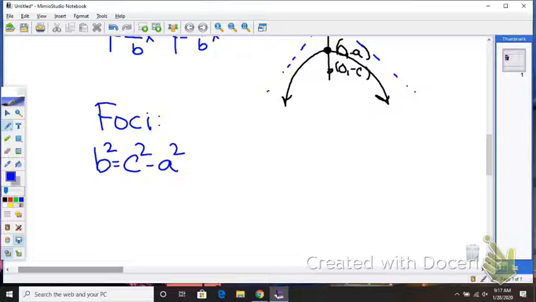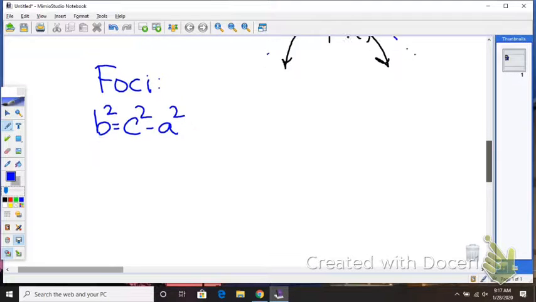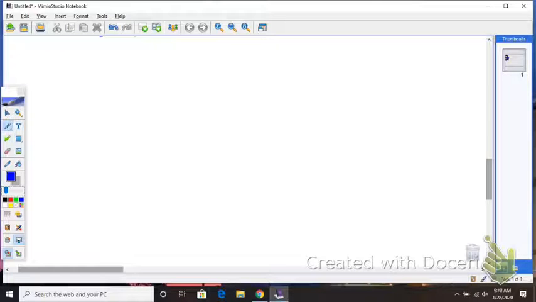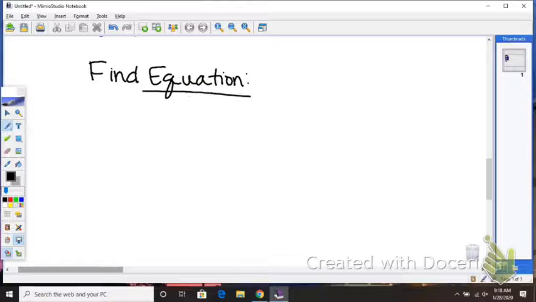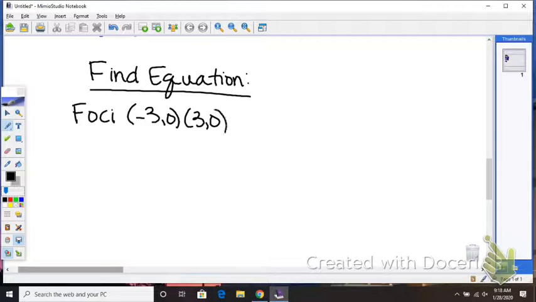Okay? Shall we try using some of this? Seeing what happens? I vote yes. Okay, for our first example, I want you to find the equation. I'm going to give you some pieces of information. The foci are at negative 3, 0, and 3, 0. And the vertices are negative 2, 0, and 2, 0.